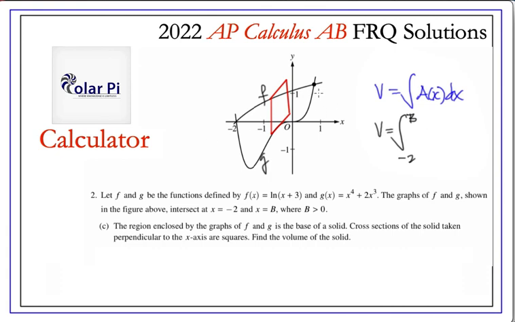So B is the other point of intersection of F and G, right? Set them equal, F and G, and your calculator will solve. But then hold on. The cross-section is a square, so it's very straightforward. This is S here, and this is S here, so the area is S squared, right? But then S is the difference between F and G, so S is equal to F minus G.